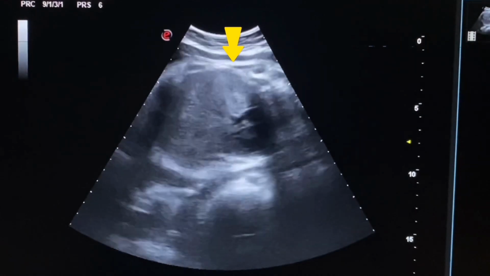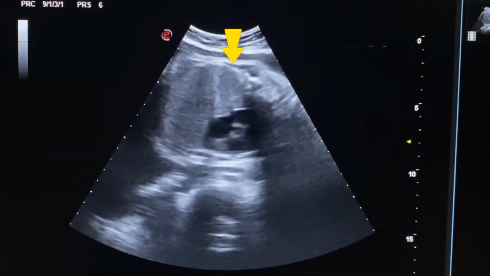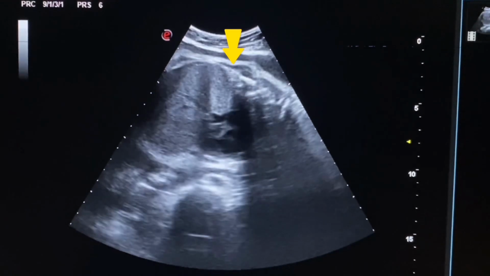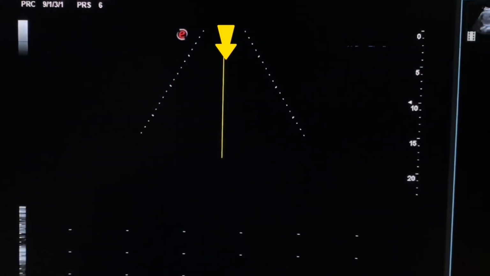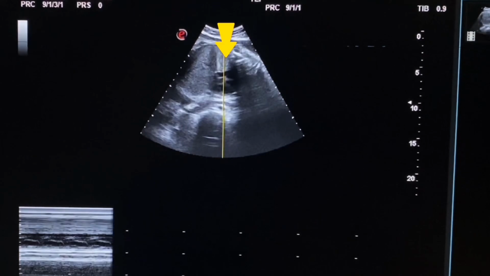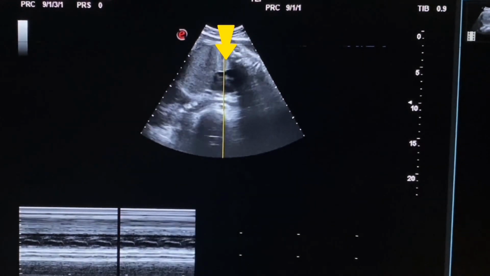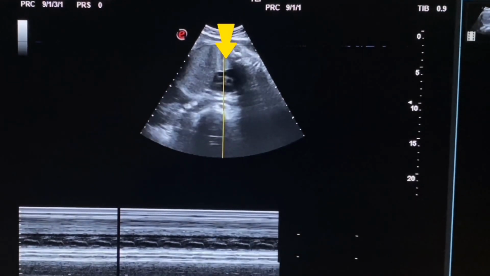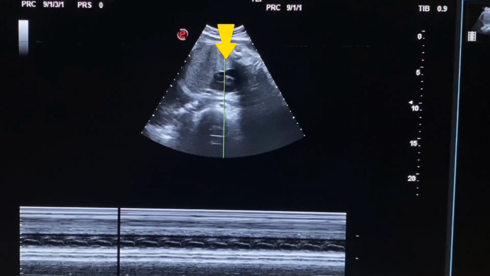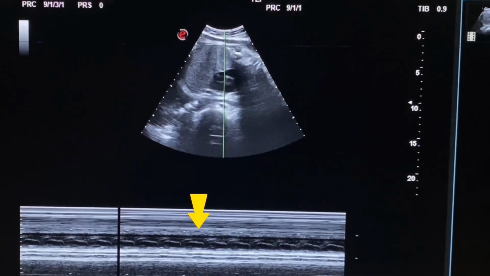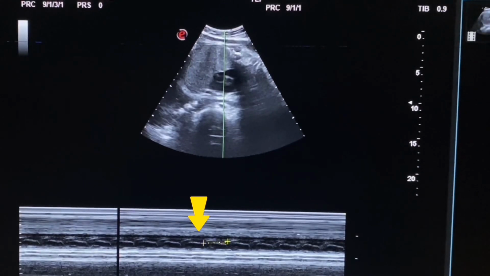Now we will take the heart rate of the fetus by using M mode. Here we see the cardiac activity of the fetus. The heart rate measurement is different in different machines. But remember, when you start the measurement from diastolic point, the second point will also be diastolic.